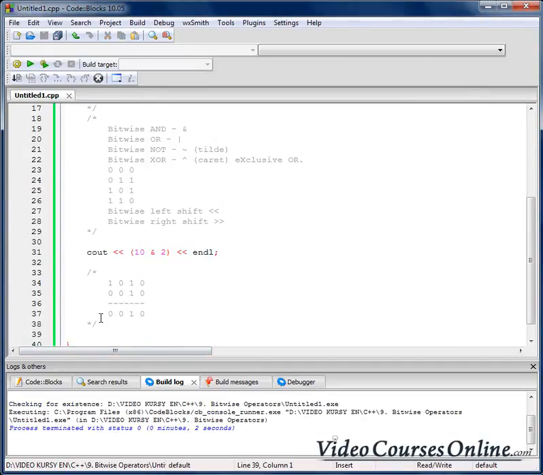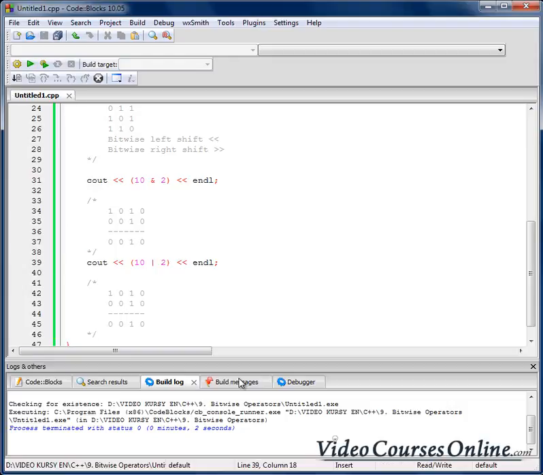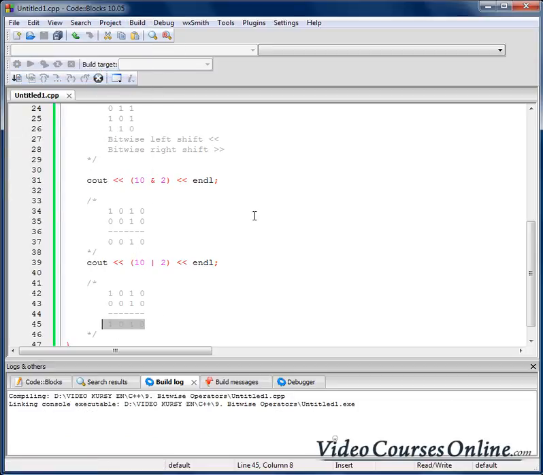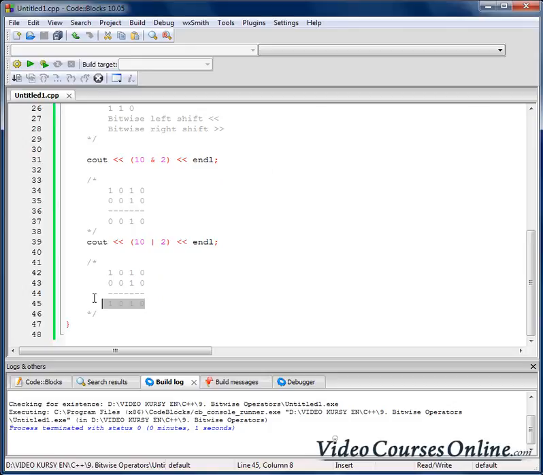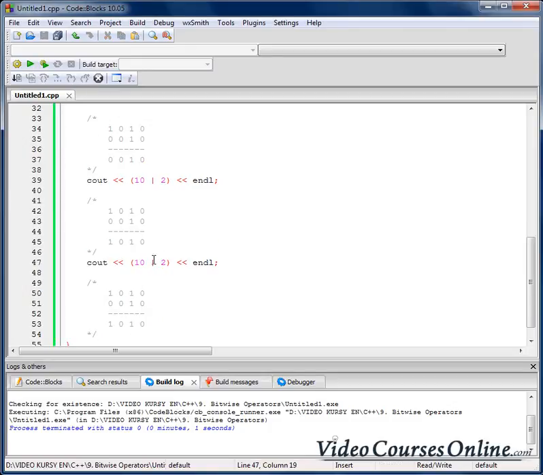Okay, now let's try the OR bitwise operator. The OR operator works like what? It is false only when both arguments are false. So here is true, false, true, false. So the result is, as you can see, 10. It's working well.